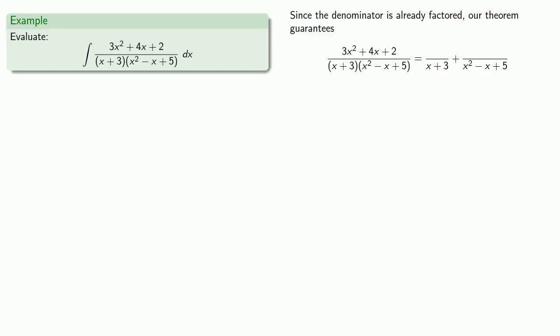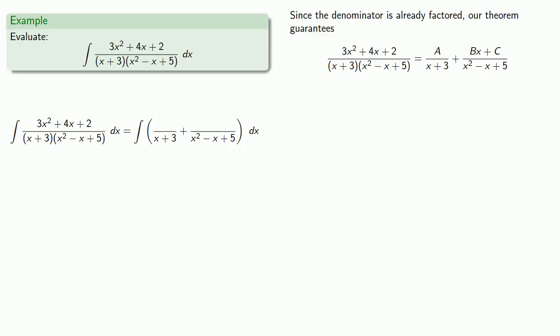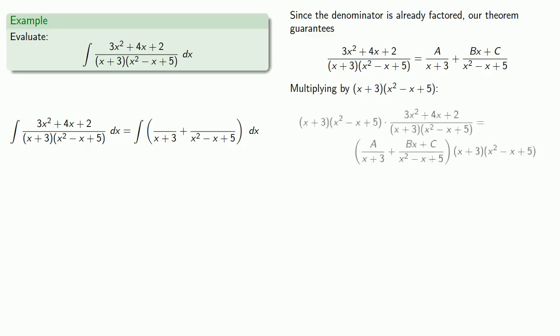So the numerator of x plus 3, a first degree polynomial, is a constant, which we'll call a, and the numerator of x squared minus x plus 5, which is a second degree polynomial, is some first degree polynomial, which we'll call bx plus c. Now, since everybody loves working with fractions, we'll go ahead and find a common denominator and add, wrong script. What I meant is that we really don't want to work with the fraction, so let's multiply through by that common denominator, x plus 3 times x squared minus x plus 5.